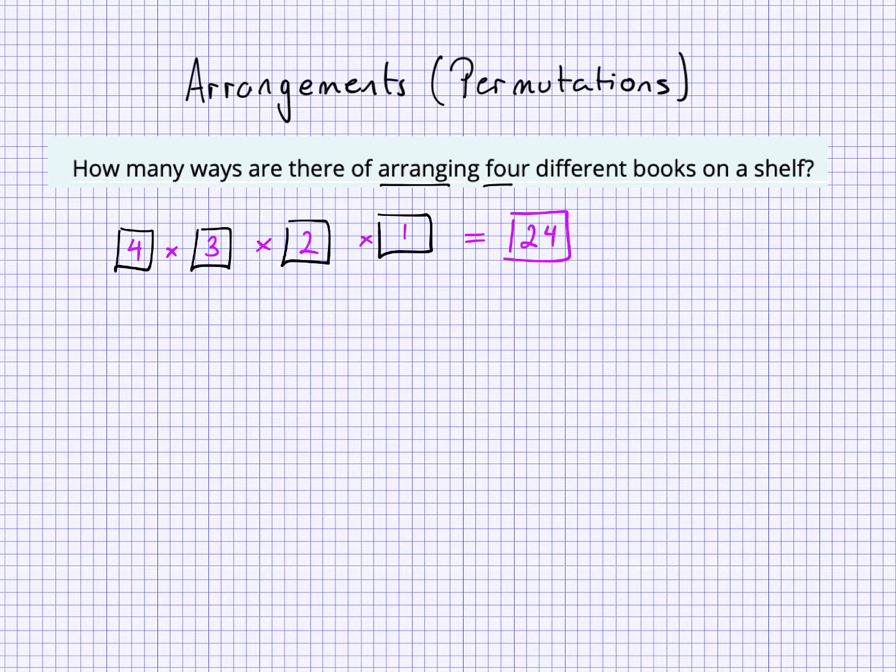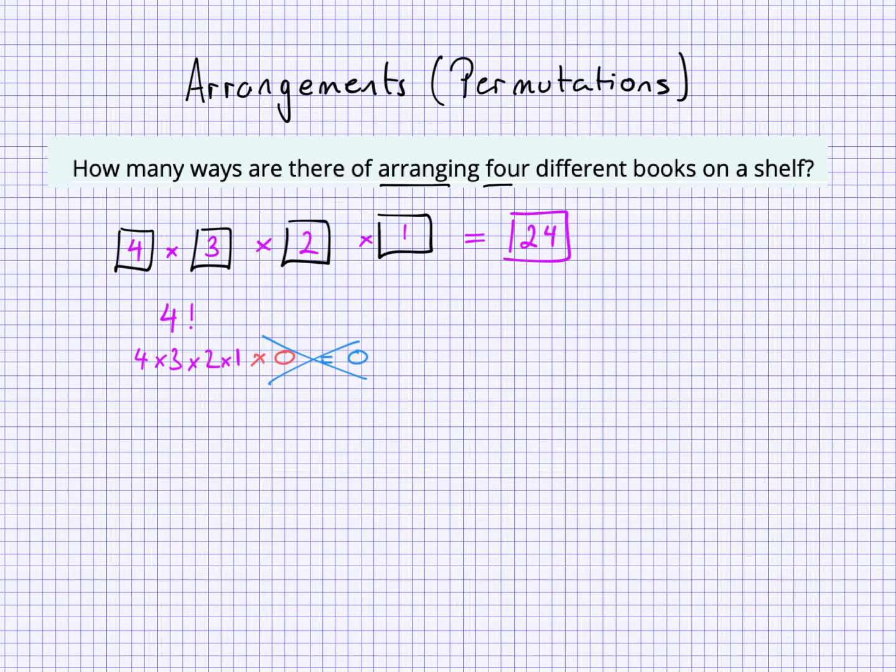Now, this can also be written as a factorial. Factorial just means everything underneath that number down to 1 multiplied together. It's important to note we do not multiply 0 in there, because that would mean that everything just ends in 0. So we don't do that. Factorial is just everything down to 1.